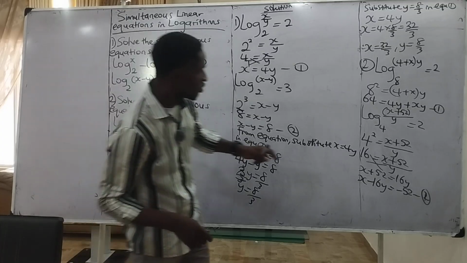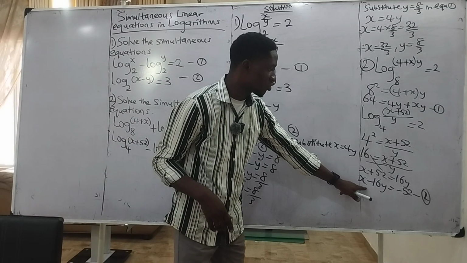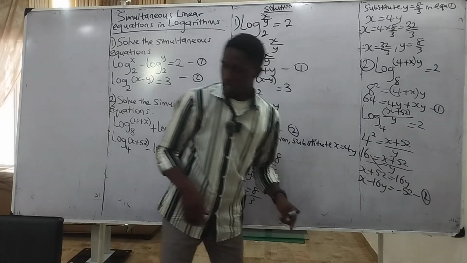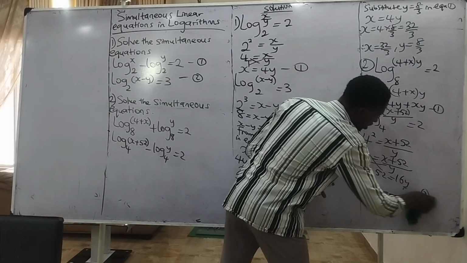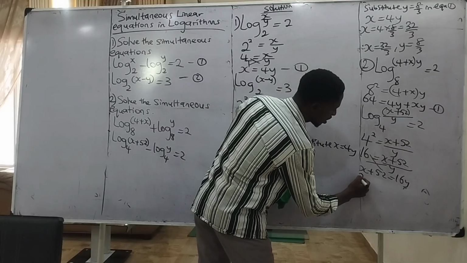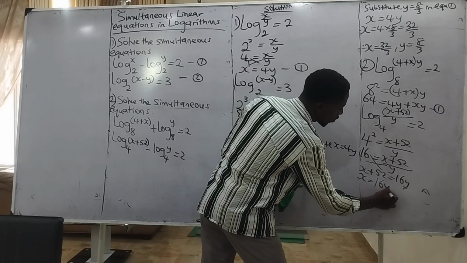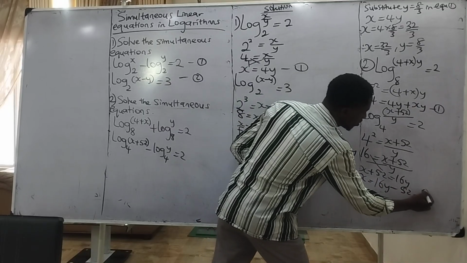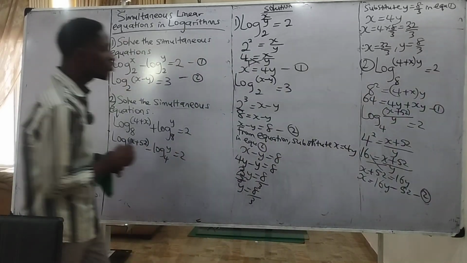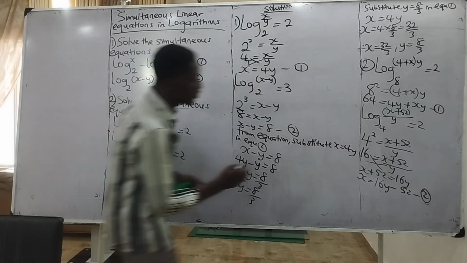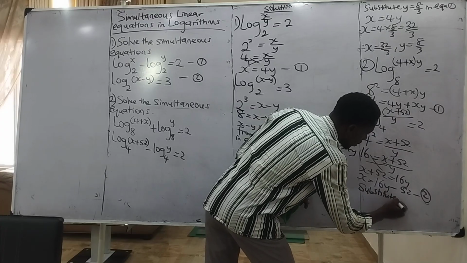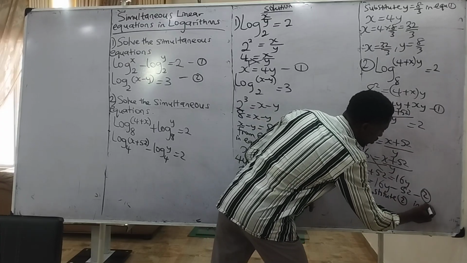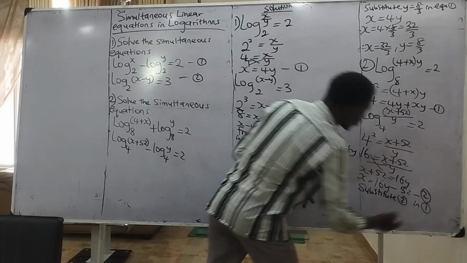So let me go back to this particular place. Let me start from equation 2. I think it's better we make it like this so that we can get our answer faster. Let me make x the subject here: x is 16y minus 52. This is equation 2. So from here, substitute equation 2 in equation 1.